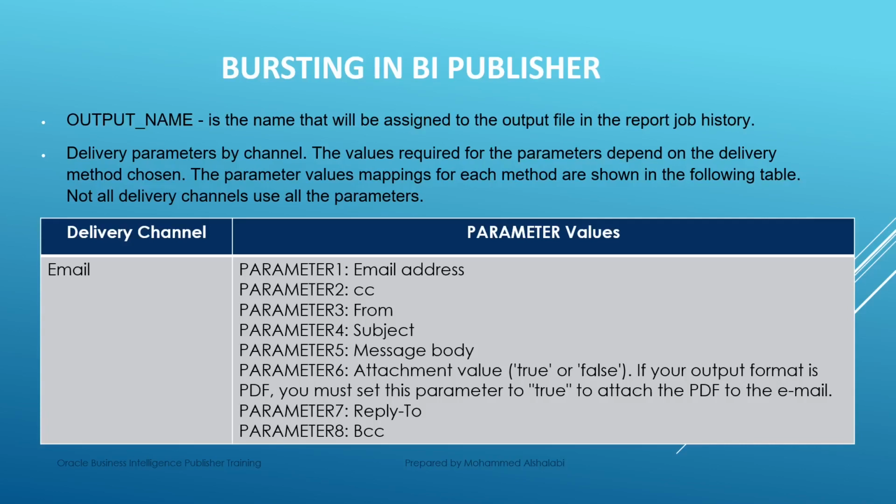So parameter 1 is used for the email address. Parameter 2 is used for CC. Parameter 3 for from. Parameter 4 subject. Parameter 5 message body. Parameter 6 attachment value, true or false. If your output format is PDF, you must set this parameter to true to attach the PDF to the email. Parameter 7 reply to. Parameter 8 BCC.